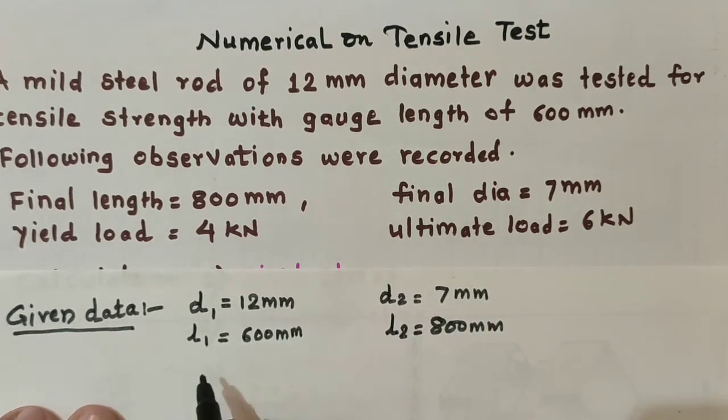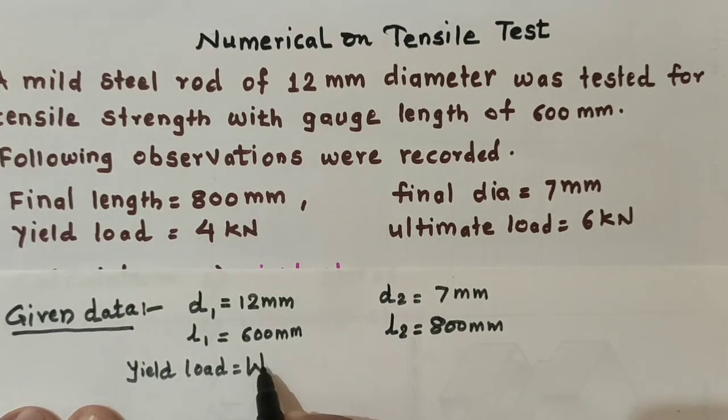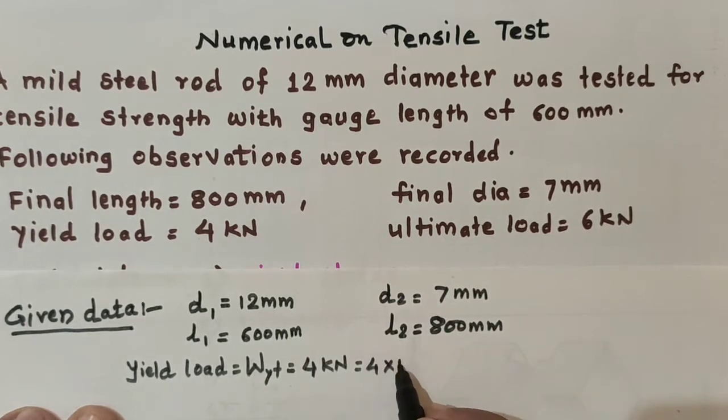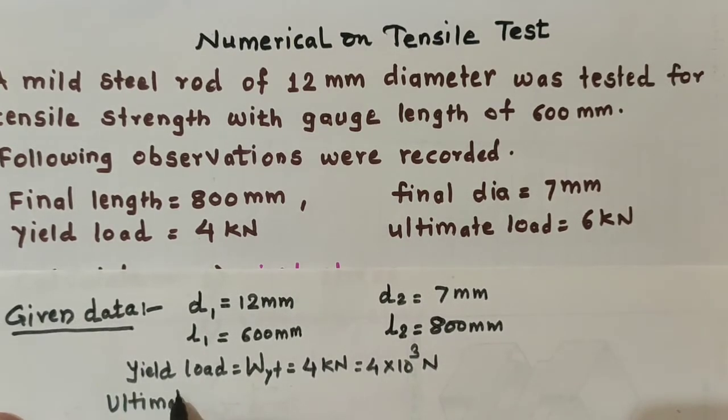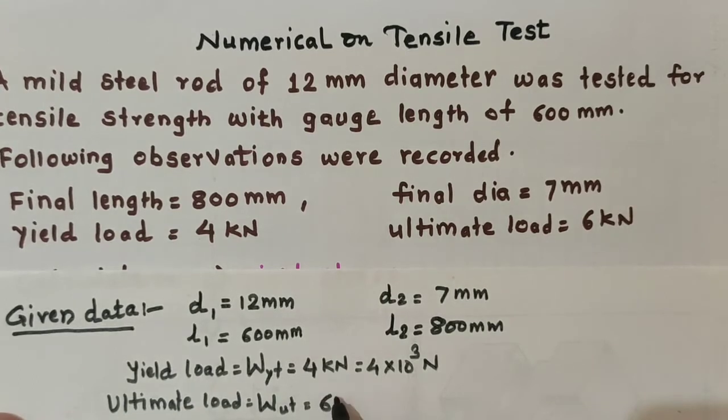Yield load, that is WYT, is equal to 4 kilonewton. 4 kilonewton means 4 into 10 raised to 3 Newton. Then ultimate load, WUT, is equal to 6 kilonewton, and that is 6 into 10 raised to 3 Newton.